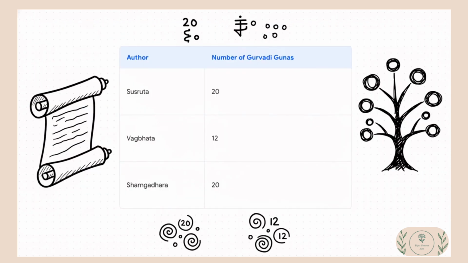And what's also really interesting is seeing how this system wasn't totally rigid. While the idea of 20 physical qualities is pretty central, different ancient authors actually grouped them a bit differently. You've got one author, Vagbhata, who focused on just 12, while others, like Susruta, listed out all 20. It just goes to show that this was a living, evolving way of thinking.